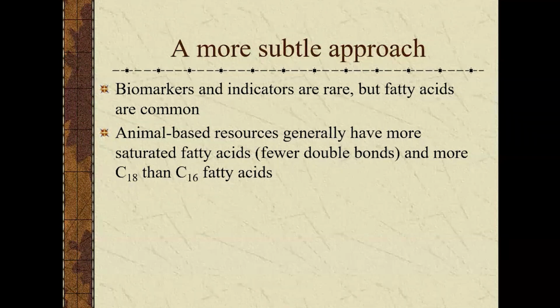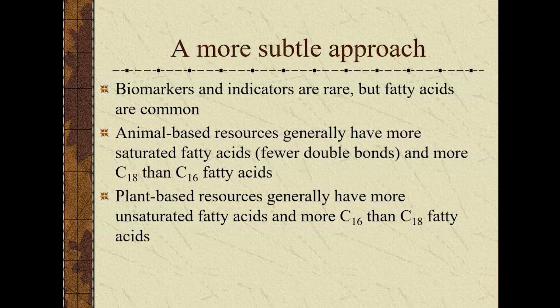That being said, in an animal-based resource, as in dairy, they nearly always have more saturated fatty acids, and they usually have more C18 stearic acid than C16 fatty acids.